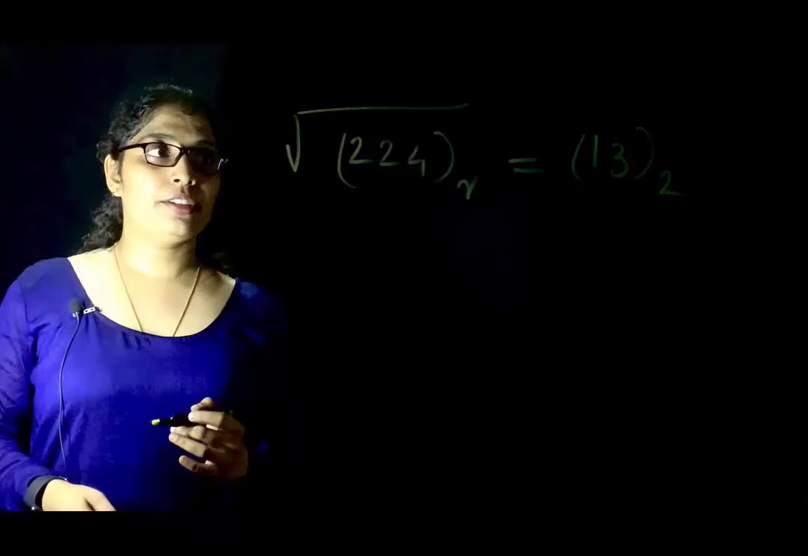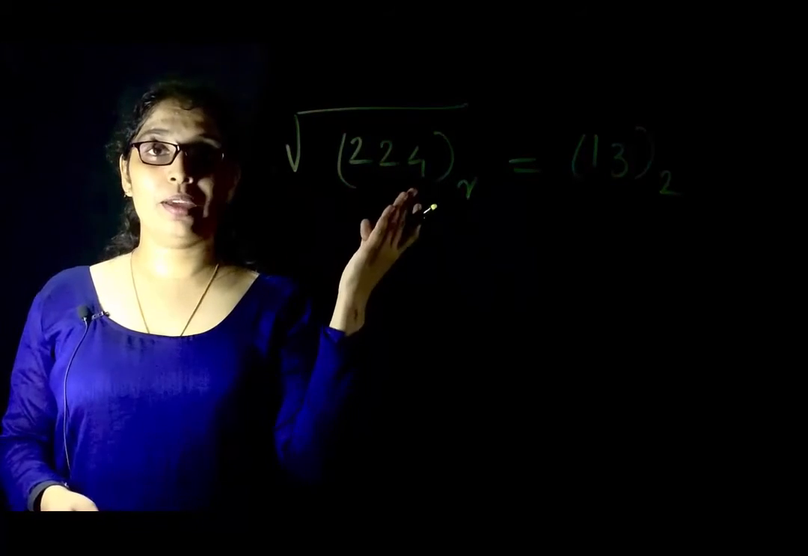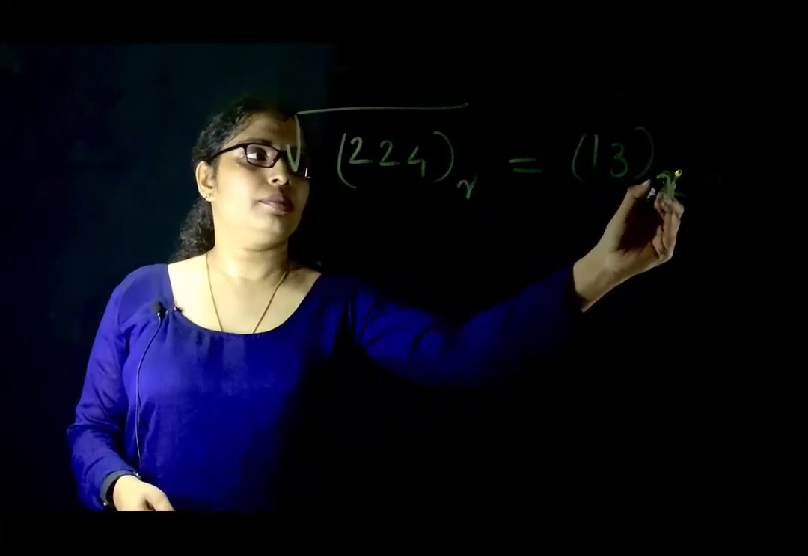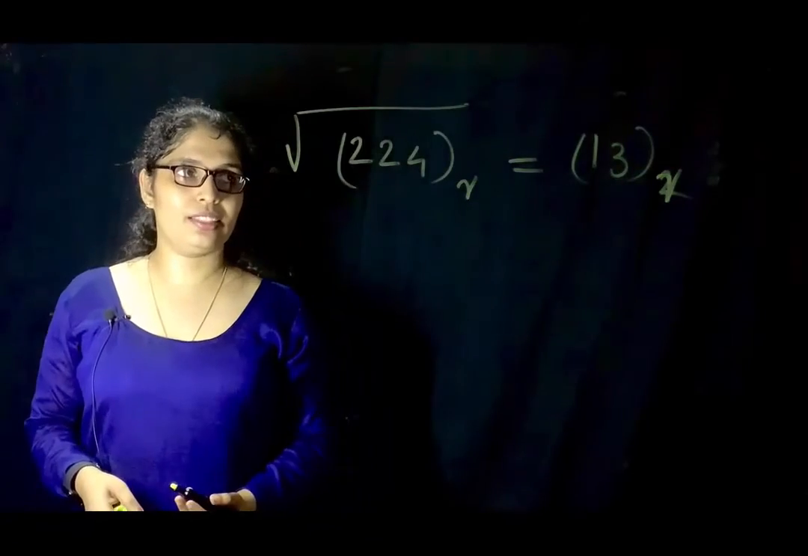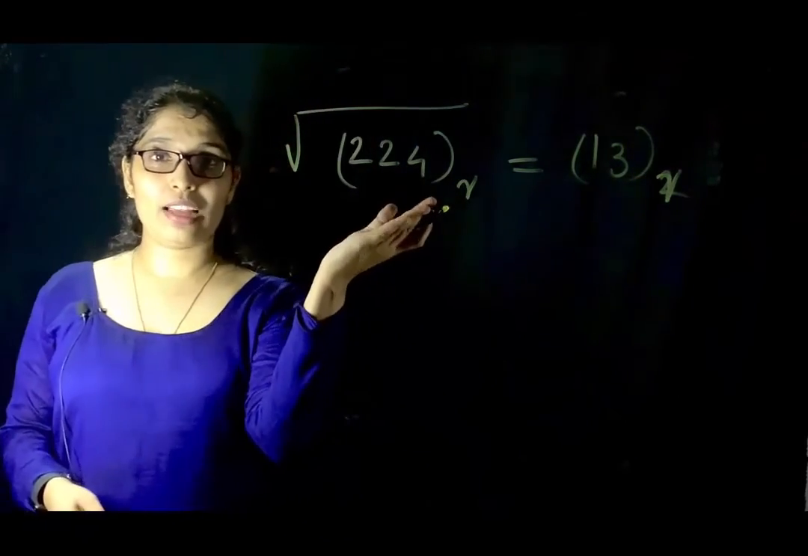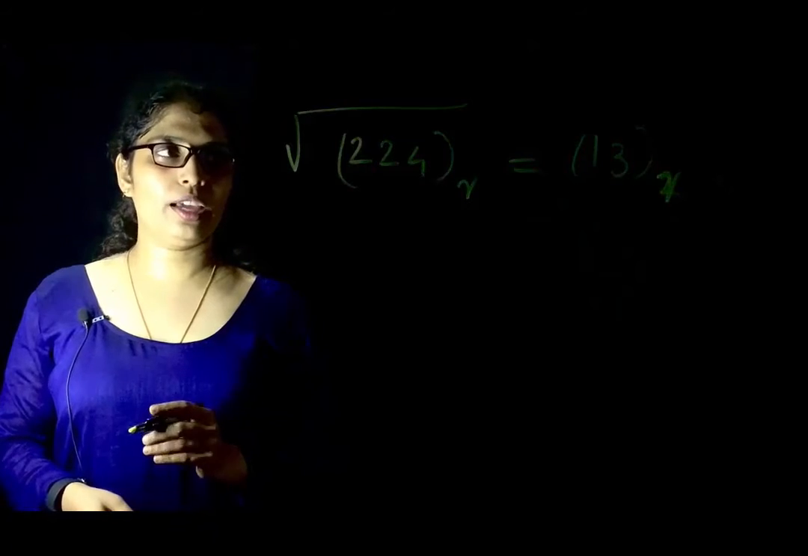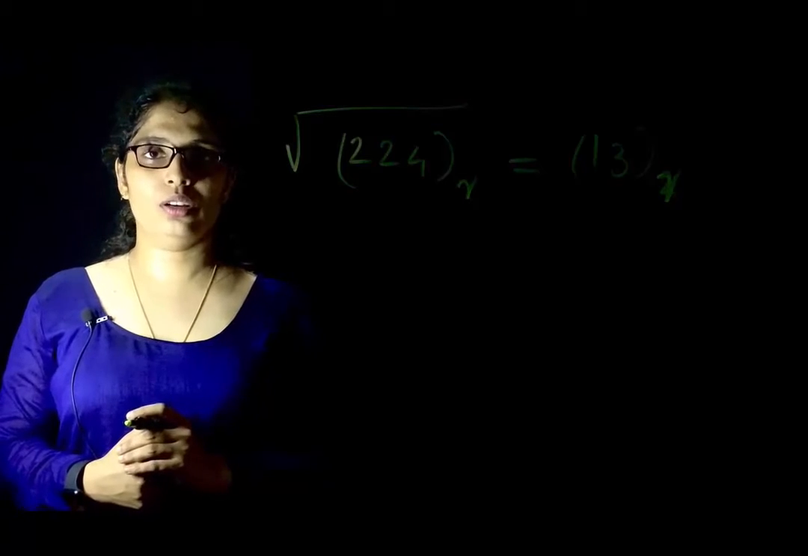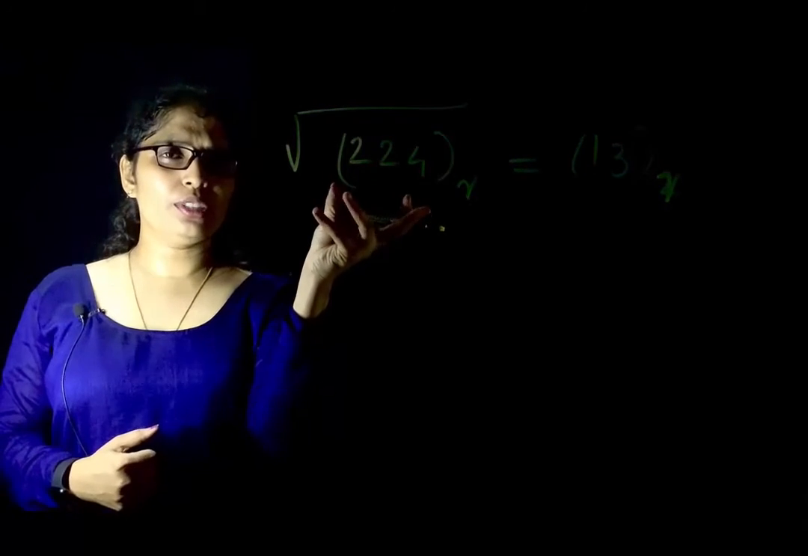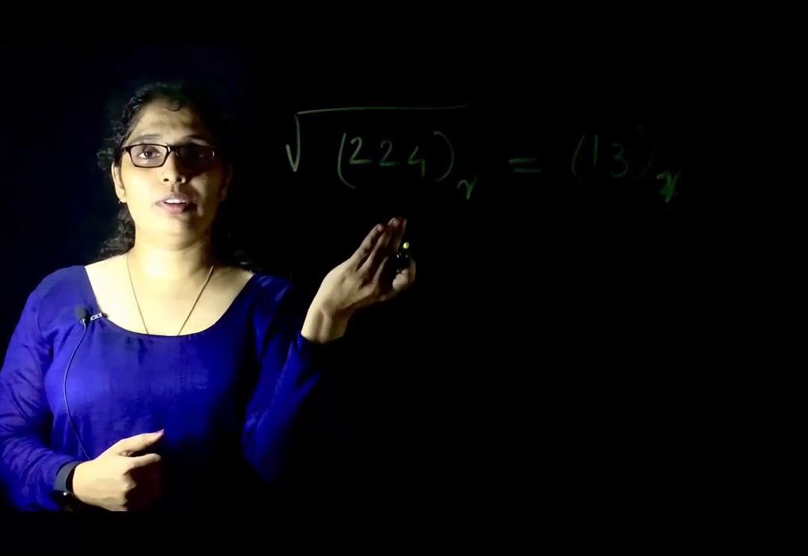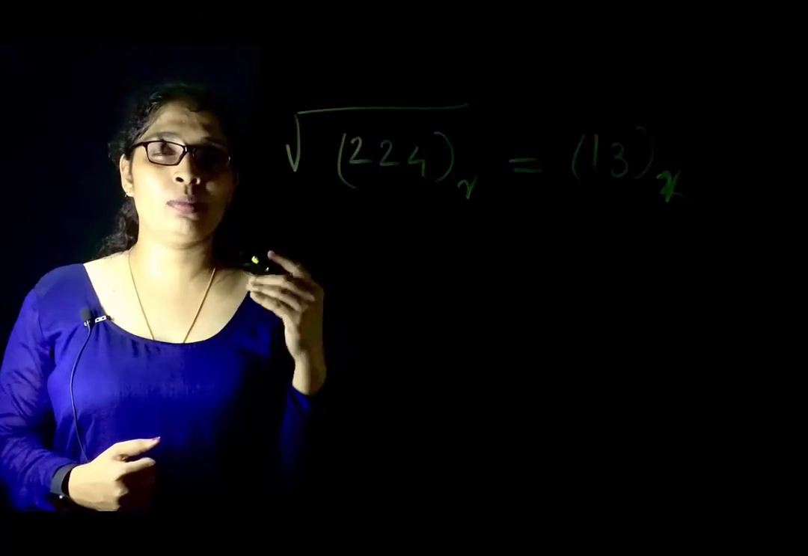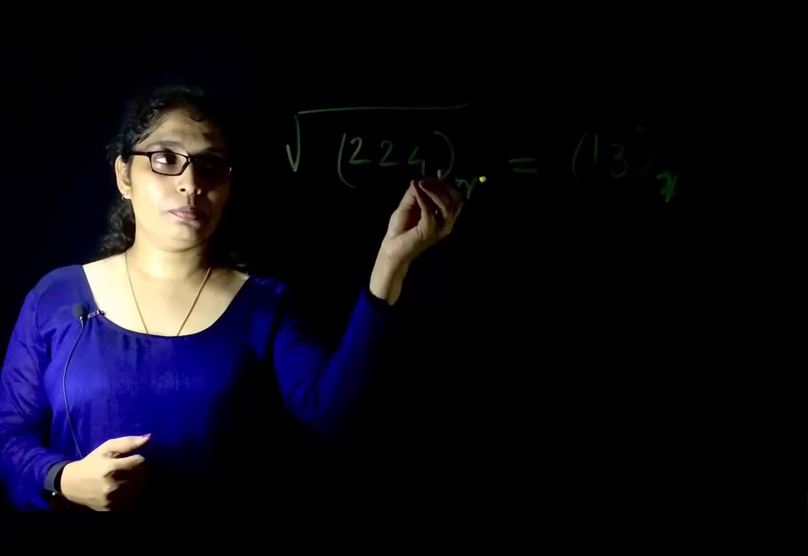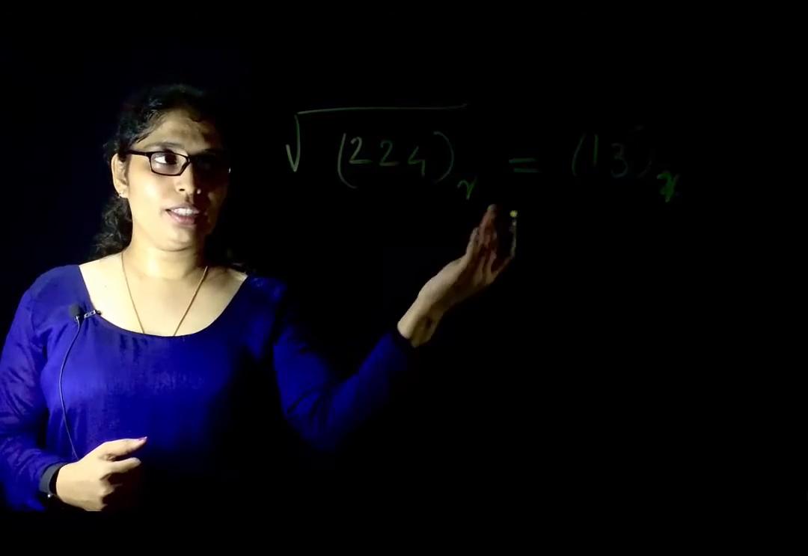So the question is given like this: square root of 224 in base R is equal to 13 in base R. We need to get the correct value of this base R. This is based on our base conversion rule. How do we get the decimal equivalent of a number given in any base system? What is that general rule? If a number is given in a particular base R, how do we get its decimal equivalent?